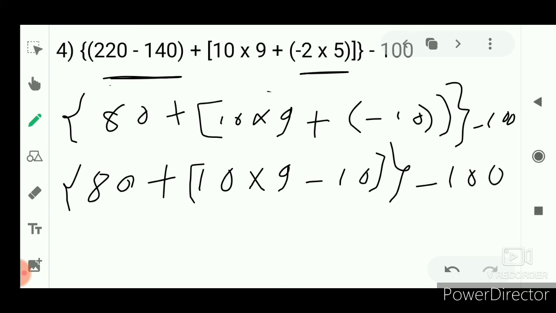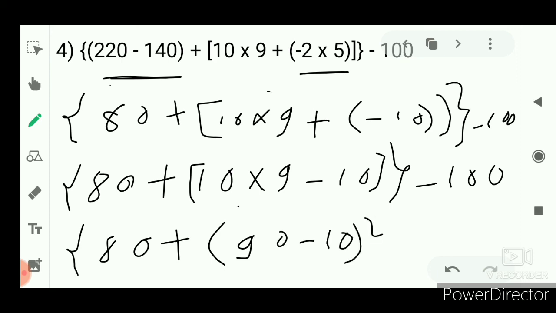So now we will solve this bracket. Okay, and we will carry out the multiplication or division first. Here is the multiplication, so we will carry out this multiplication first and then subtraction. Okay, so this curly bracket will remain as it is. 80 plus 10 into 9 is 90 minus 10 minus 100. Okay, now we will solve this bracket.